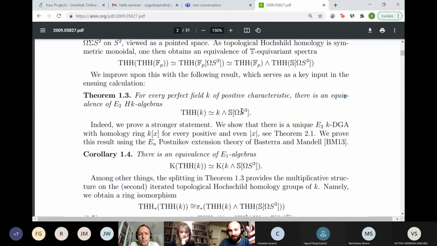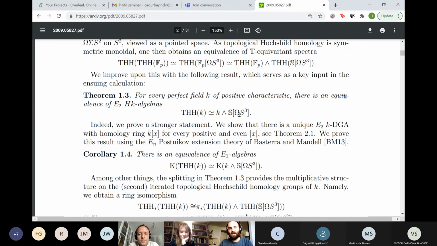There's a group structure on S3 that comes from quaternions, right? So it's an E1 algebra. You loop it, it becomes an E2 algebra. So it's kind of a little surprising that this thing is an E2 algebra, right? So you have this E2 algebra structure in here, and does it agree with the E2 algebra structure in here? That's an obvious question to ask. And we show that it does agree.